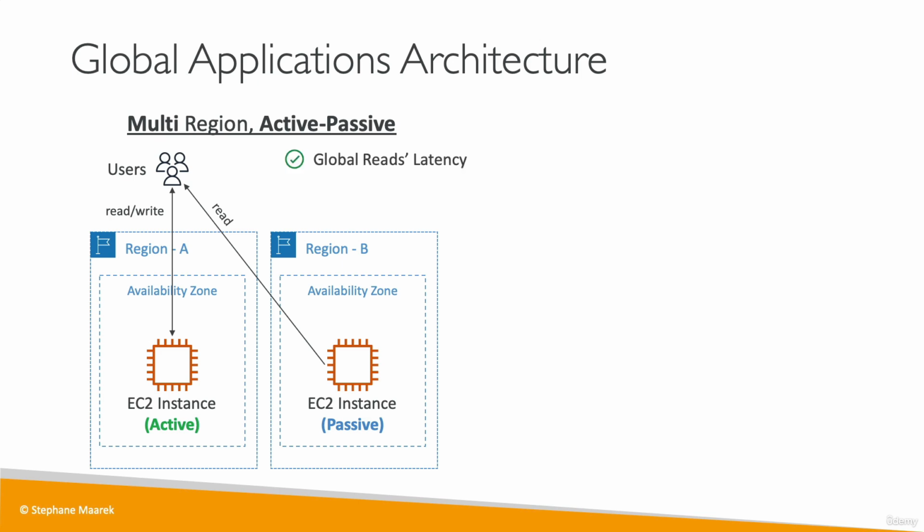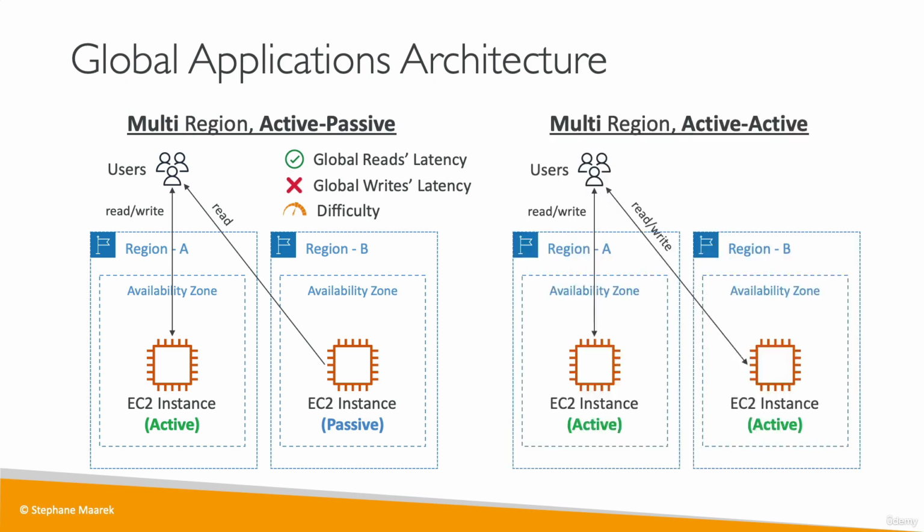And so with active-passive, if we have many regions around the world and they're all passive, that means that we are going to have improved read latency, because now we have our data replicated across the world with low latency. But for writes, all the writes still need to go to the same central region. So that means that the writes at a global level still have high latency. And finally, it's definitely increased difficulty because now we have multiple regions. So that's active-passive.